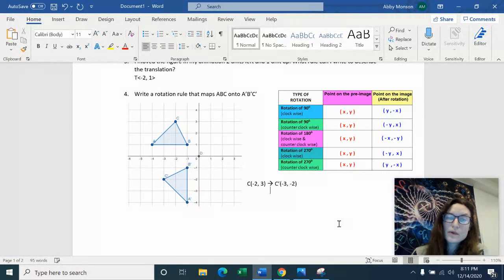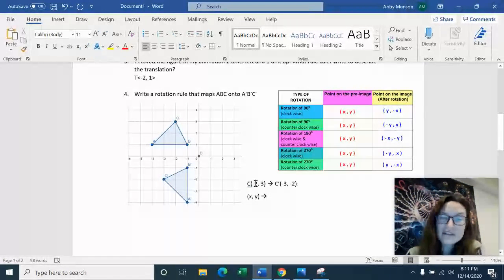Okay, so we want to think of this as x, y. Don't pay attention to where there's a negative or positive. I also don't want you to think necessarily as negative or positive signs. I want you to think of it as opposite sign. So we have -2, +3, and then it changes to -3, -2.